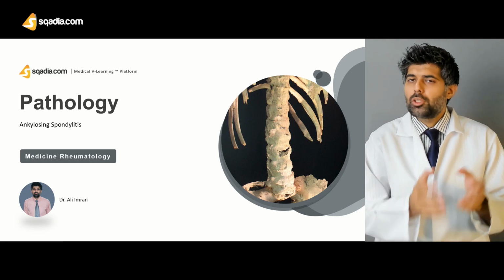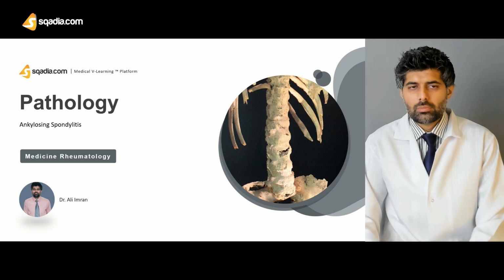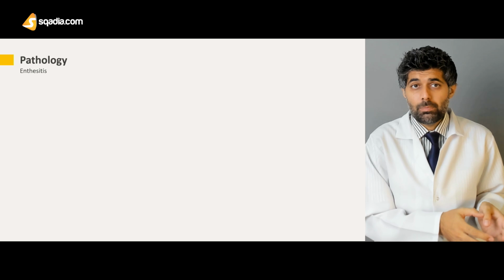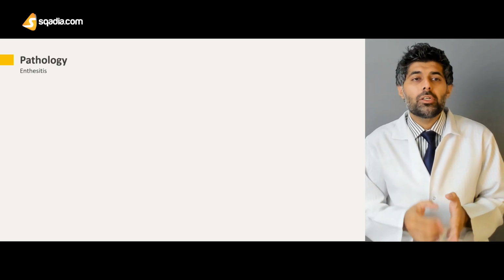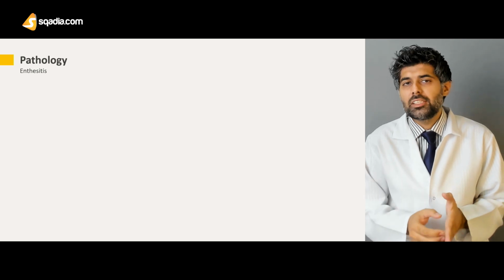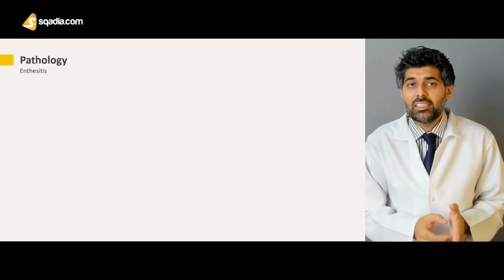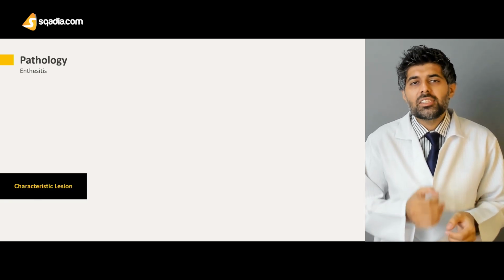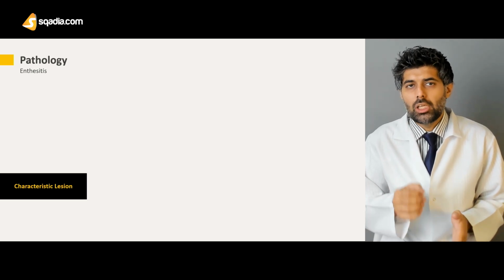Let's talk about the pathology of ankylosing spondylitis. Now, in order to understand the pathology of ankylosing spondylitis, first we have to understand what enthesitis is, or what an enthesis is. To start off, an enthesitis is the characteristic lesion of ankylosing spondylitis.